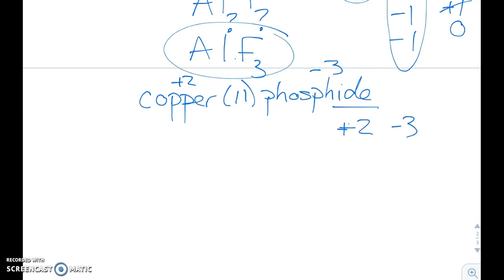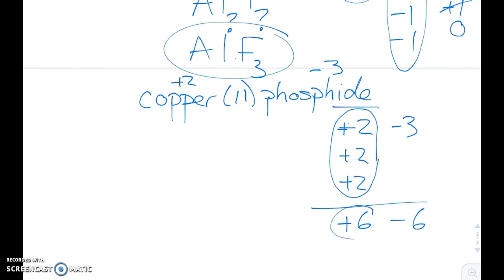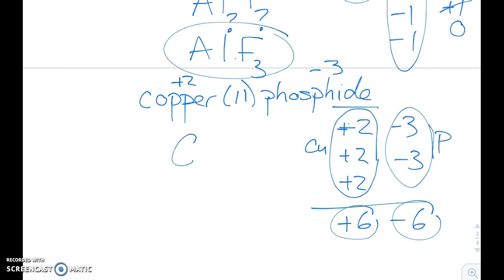Now, one of the tricks I gave everyone in class, I said, think about common multiples. The lowest common multiple of 2 and 3 is 6. That tells you I'm going to need a total of +6 and -6. Because 2 and 3 don't go into each other, but they both go into 6. So if I look at my +2, I can see that I'm going to need 3 +2 charges to equal +6, and I'm going to need 2 -3 charges to equal -6. And remember, these represent the coppers, and these represent the phosphides. So I end up with Cu3P2. That would be copper 2 phosphide.